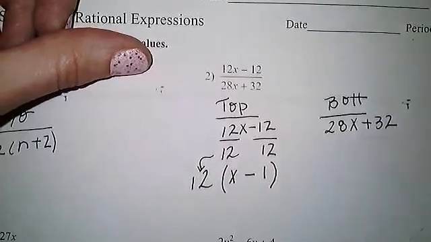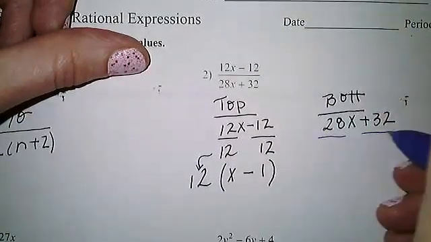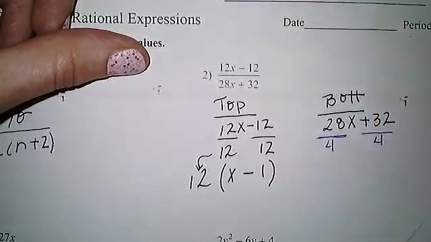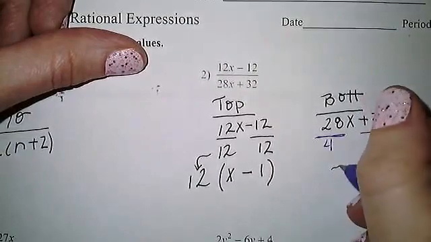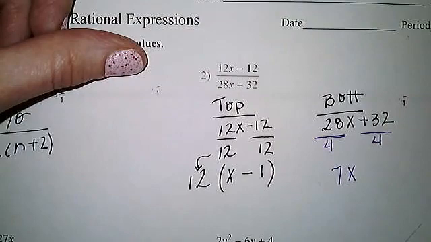What goes into 28 and 32? Is there a number that we can divide both of those by? 4. So 28 divided by 4, I think it's 7. Anyone know 32 divided by 4?